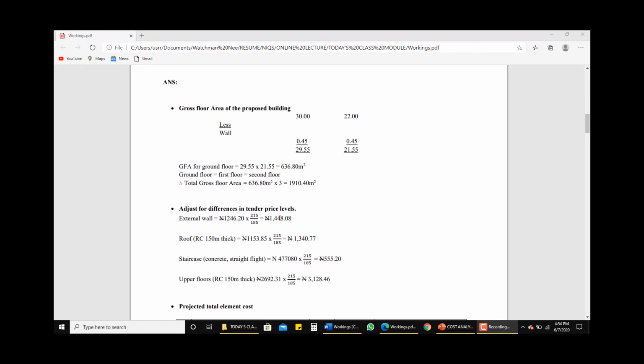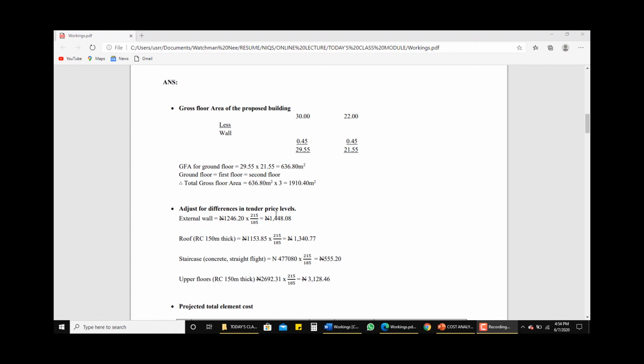Now, having gotten the gross floor area for the proposed building, what we need to do next is to adjust for the difference in tender price level, which is where we now apply what we've learned on cost index and adjustments of price level, as far as application is concerned, to cost analysis.